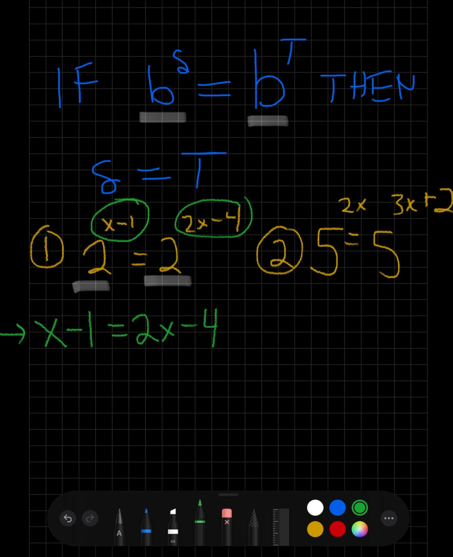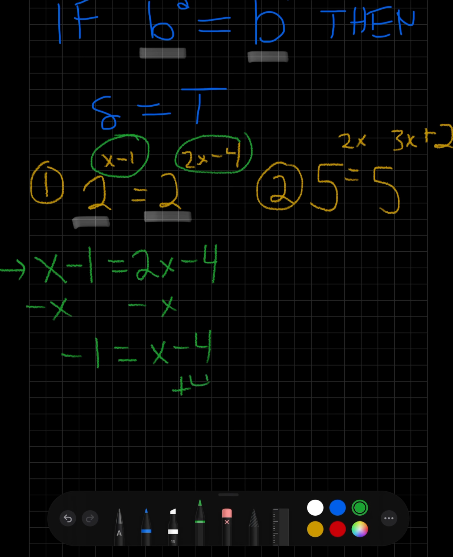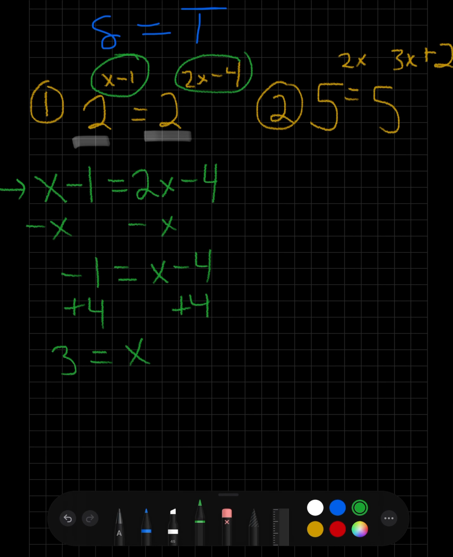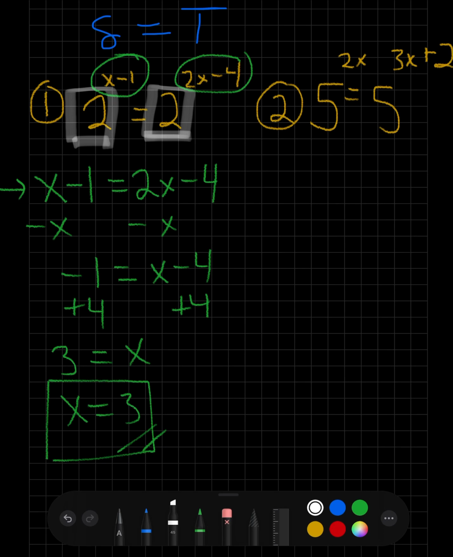And now this is a nice little linear equation that we could just solve. So I'm going to subtract x from each side, and I have -1 is equal to x minus 4. And I can add 4 to each side. And now I have 3 is equal to x, which of course means x equals 3. However you like to solve your linear equations, you're fine. That's how I would solve something like this. Because I see that I have the same base of 2 and 2, I can just set those exponentials equivalent to each other. I can focus on these exponents being equal.